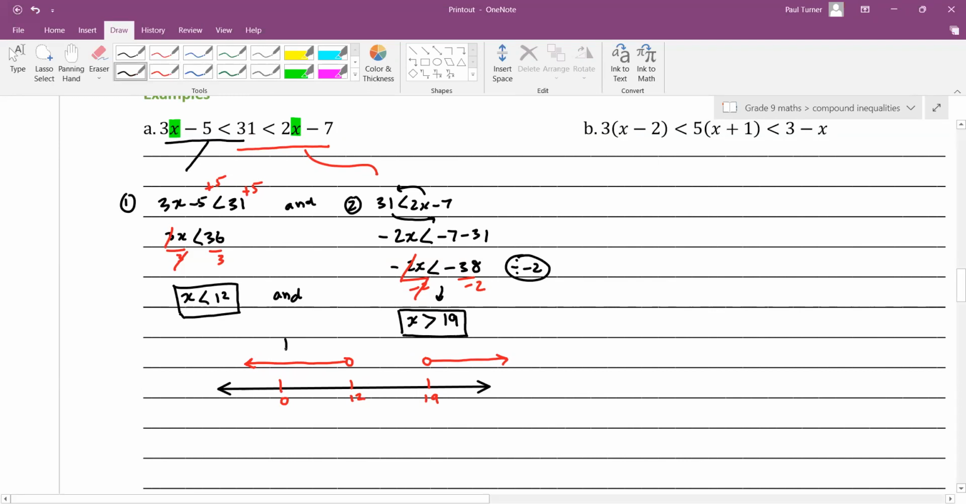It's true when x is less than 12, and it's true when x is greater than 19, but it can't be true at the same time. You see these two lines don't overlap. These two lines are separated and they don't touch anywhere. So this actually has no solution.